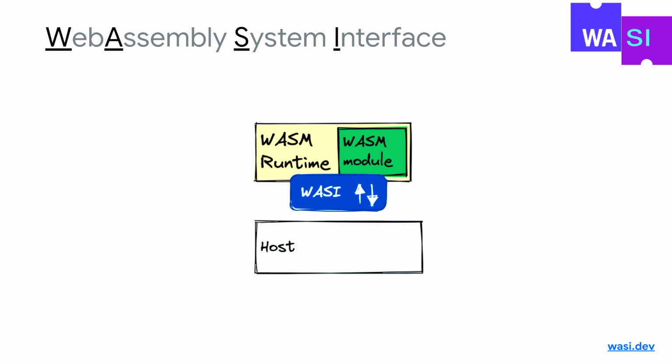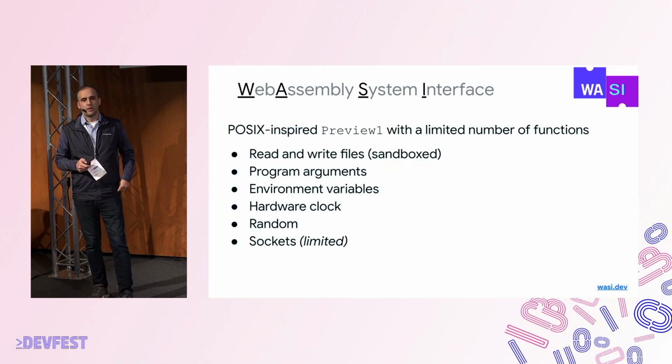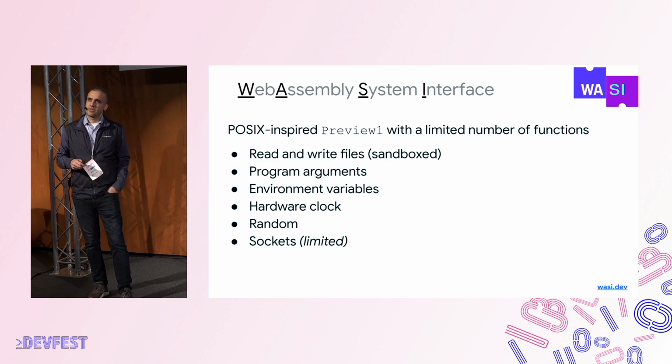For example, if you want to talk to the file system, the way you talk to the file system is different on Linux and Windows. So WASI tries to give you that common interface so that you don't have to worry about the underlying different operating system. And WASI is POSIX inspired, so it tries to implement parts of POSIX, but a very small subset.